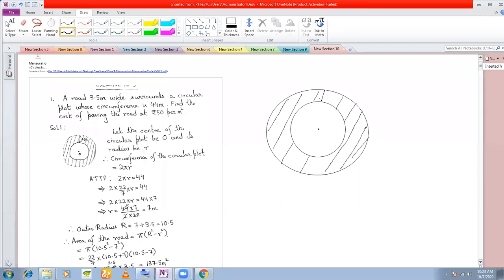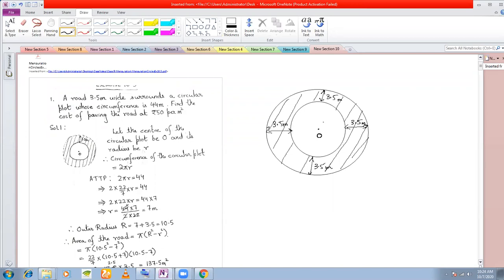Okay, so this is 3.5, this is also 3.5, 3.5 meters. Fine. Whose circumference is 44 meters. That means this smaller circle, let's call this center O. The smaller circle that you see has circumference 44 meters.